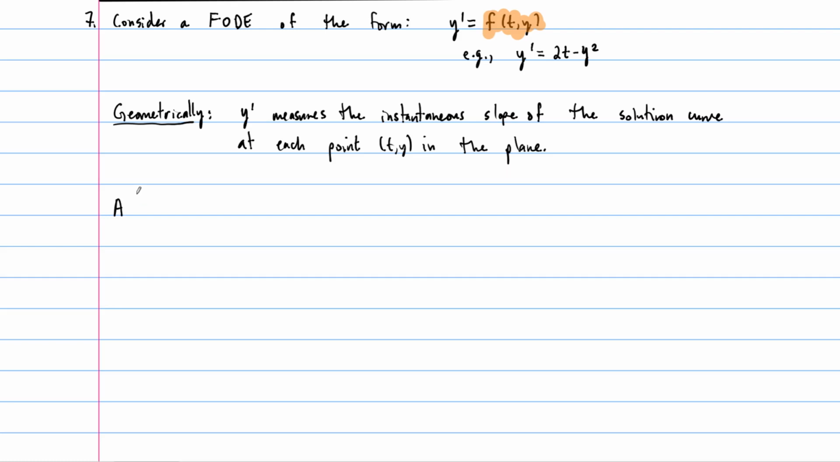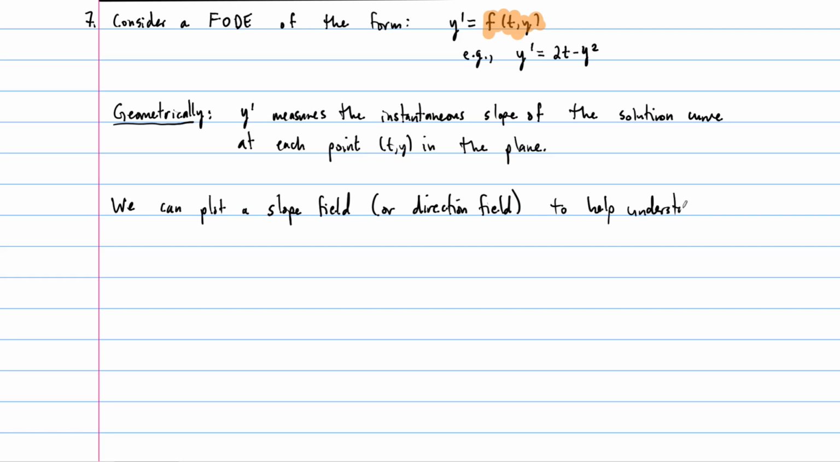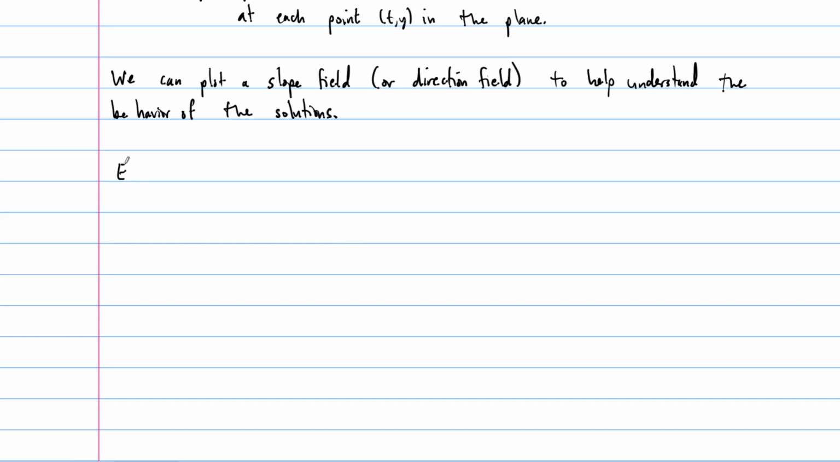Okay, so I'll just write it this way. But we can plot a slope field. This is called, in the book, a direction field, to help understand the behavior of the solution without even knowing what the solution is, right? And really it's solutions. We'll see that they can have different behavior, the different solutions. So let's do a simple example by hand, and then I'll show you how to do this with a computer.